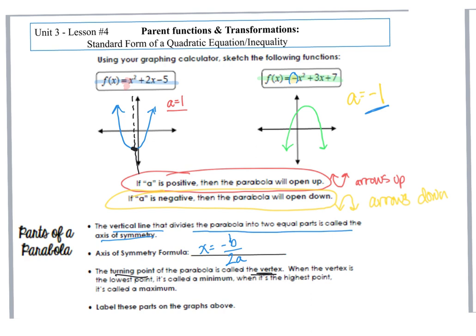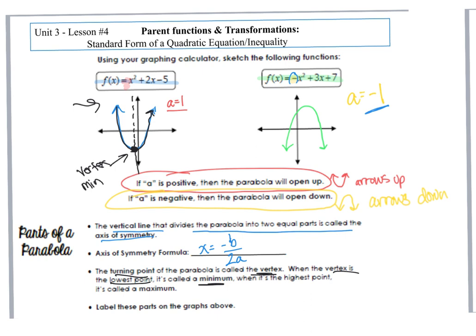Now, when our vertex is a lowest point, our vertex is called a minimum. That makes sense because look here at my blue parabola. That's the vertex right there, and it's the lowest point. We get no lower than that. It's my minimum. As we move from left to right here, we are going down until we get to the vertex, and then we turn and start going up.